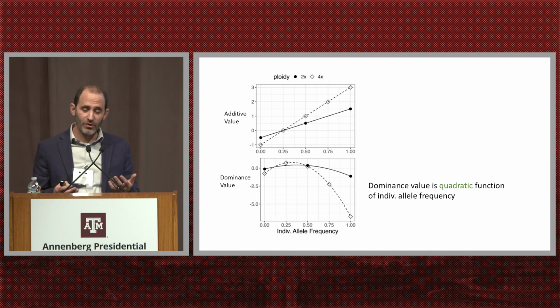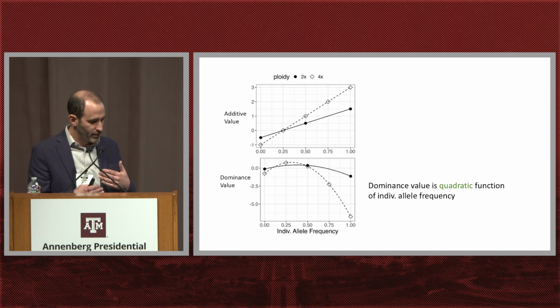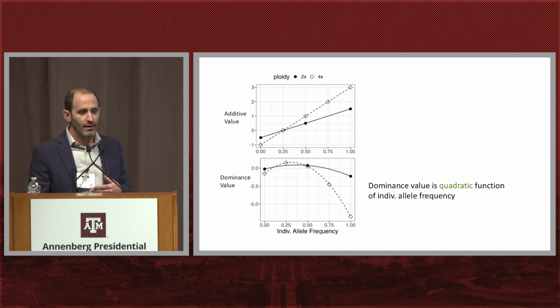Geometrically, which might be more intuitive for some people, is to talk about it as a quadratic function of allele frequency. If additive values are linear functions of allele frequency, dominance values are quadratic functions of allele frequency, right? The heterozygote is superior to either of the homozygotes when you have dominance, and plus or minus can be good or bad depending upon the context, but we're going to be showing all these figures as in positive values are desirable in this situation.